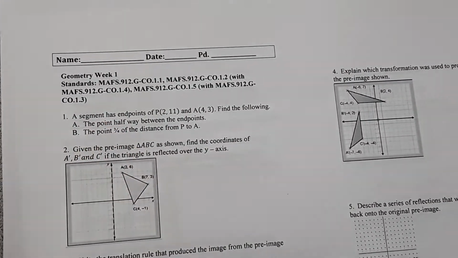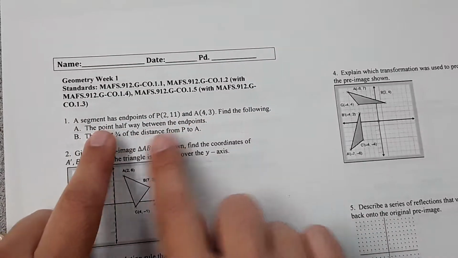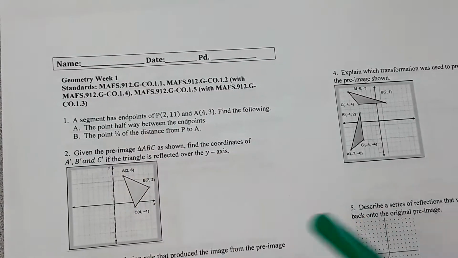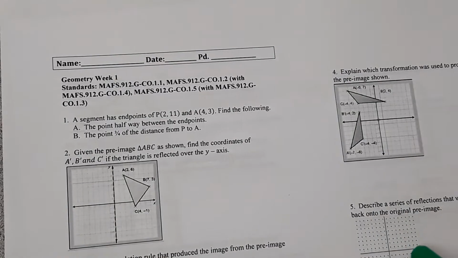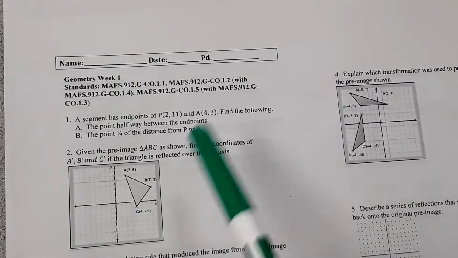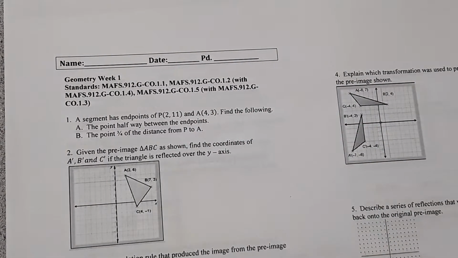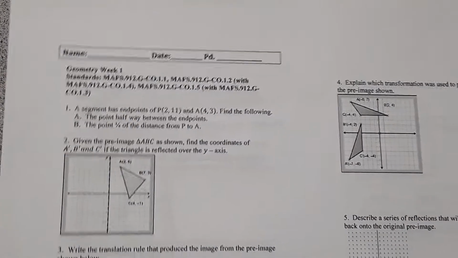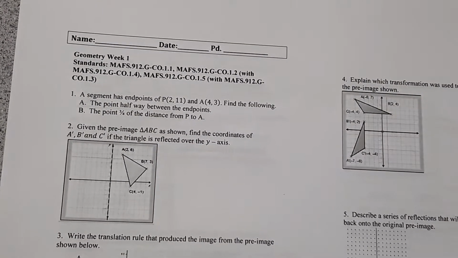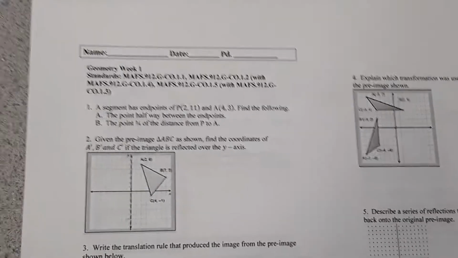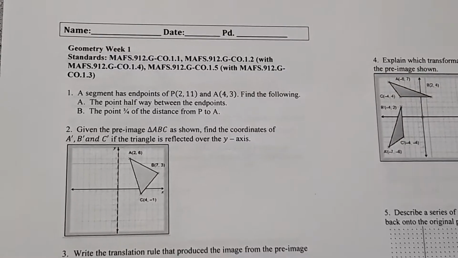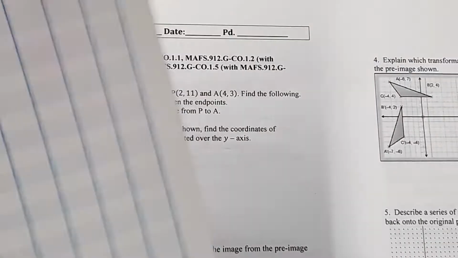Okay, so starting with the first one, they give us two coordinates. They say find the halfway point, which is the midpoint, and then it says find the point 3/4 of the distance from P to A. Starting out with the midpoint, you could use the equation. Often people have trouble remembering equations, so I'm also going to show you by graphing, because even if you can't remember the equation, a lot of questions you can figure out just by graphing the points.